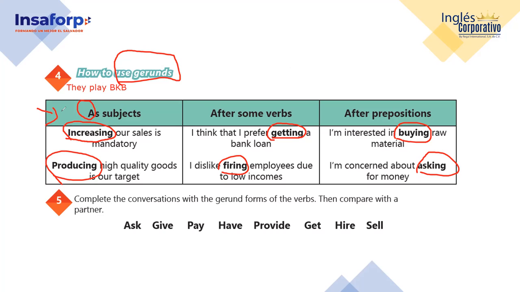Entonces digo, increasing our sales is mandatory. Increasing our sales is, this is the verb, mandatory. ¿Qué posición está jugando ese gerund, ing? At the beginning, as subject. Y aquí es donde viene el mayor error que cometemos. Creemos que es present continuous, por llevar el ing. Because it is ing, creemos que ahí dice an action, incrementando. In this moment, that's it. But it is not. It doesn't say incrementando.